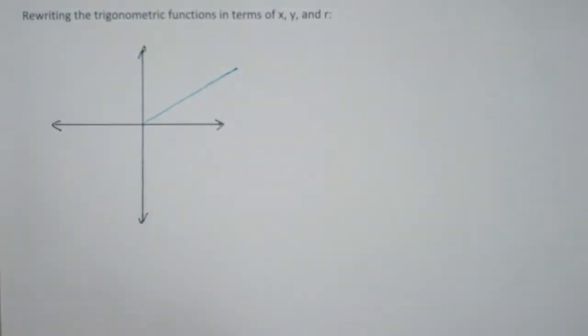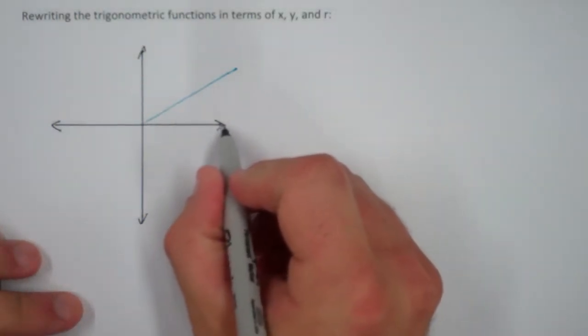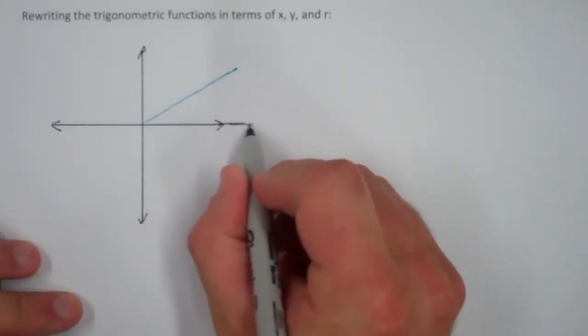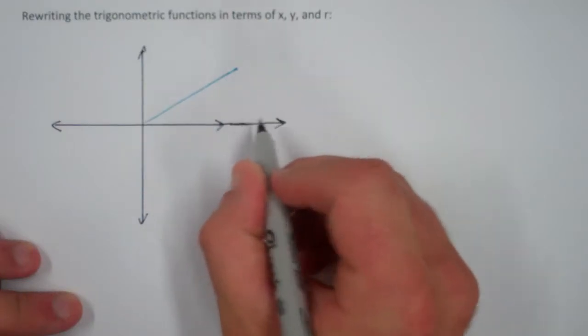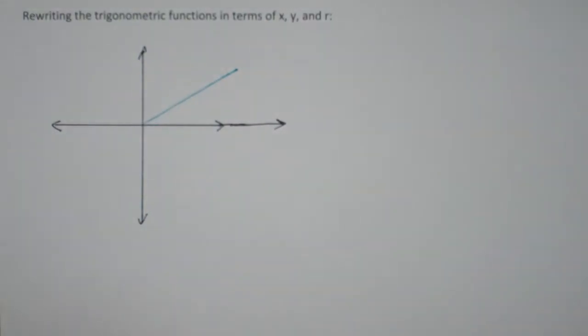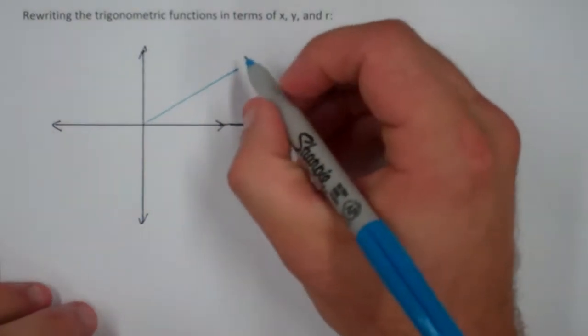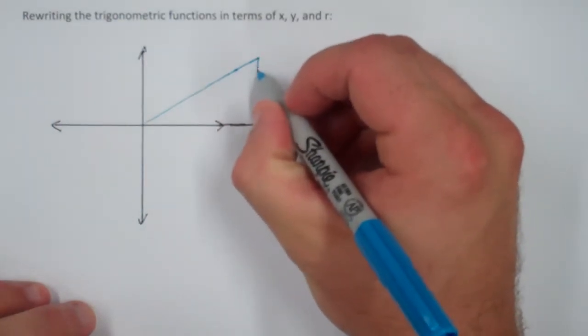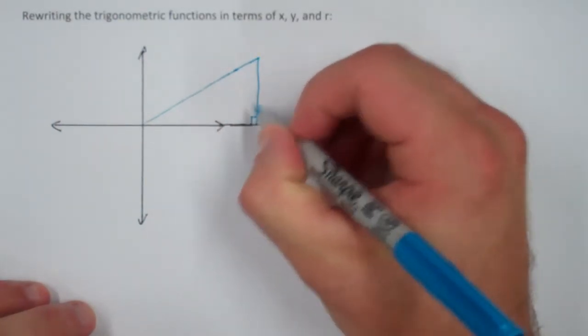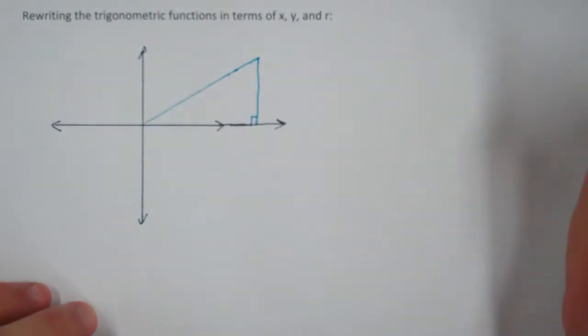And we might have to extend, why don't we do that? Why don't we extend this x-axis a little bit? I want to make sure this shows up on the video for you so it's not too tiny. We'll drop that altitude down right here. So there's our right triangle.